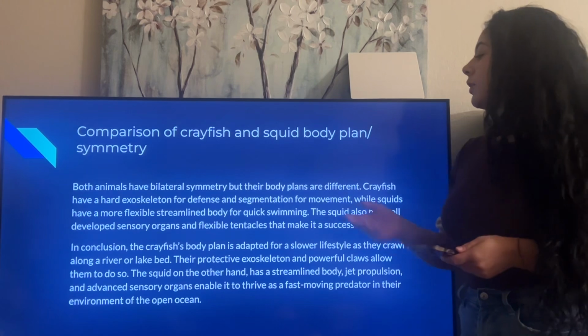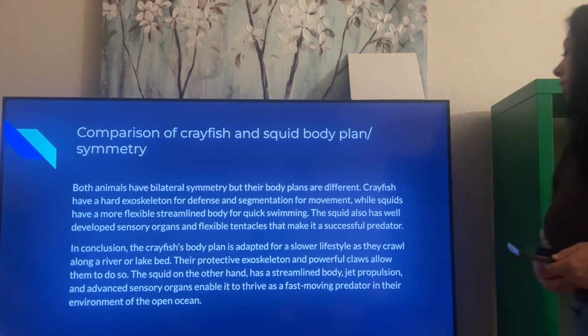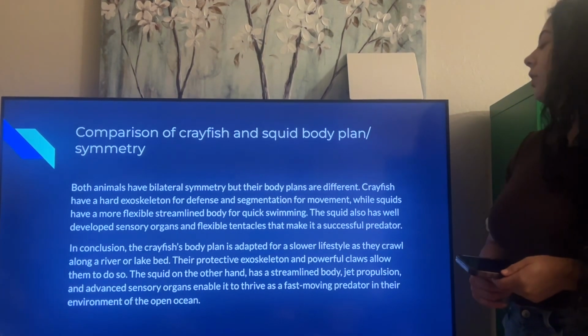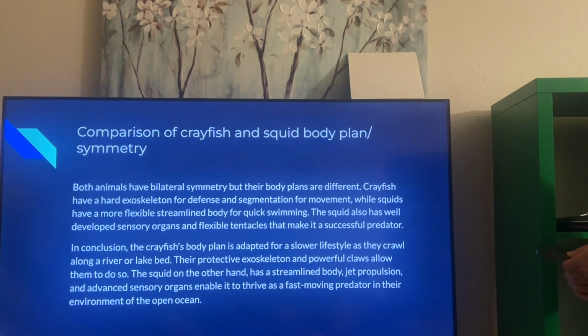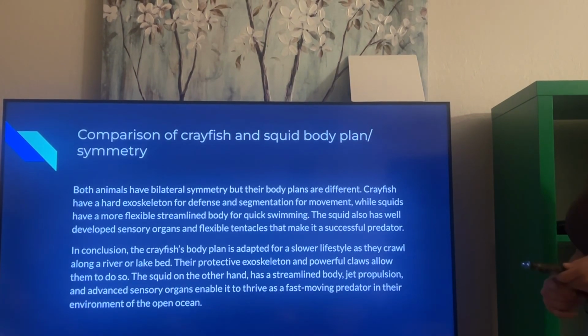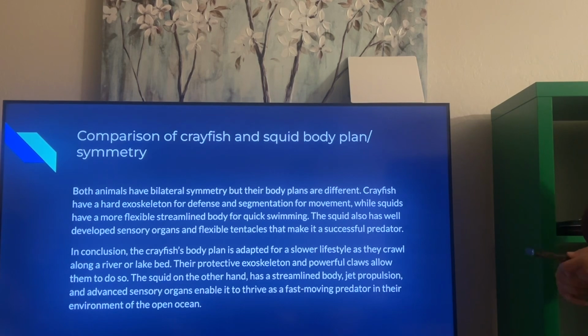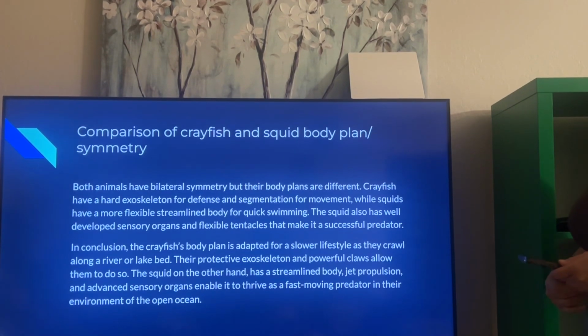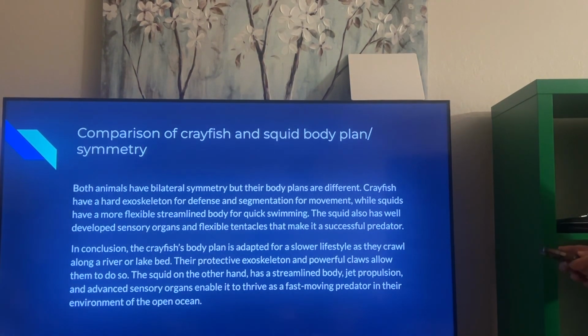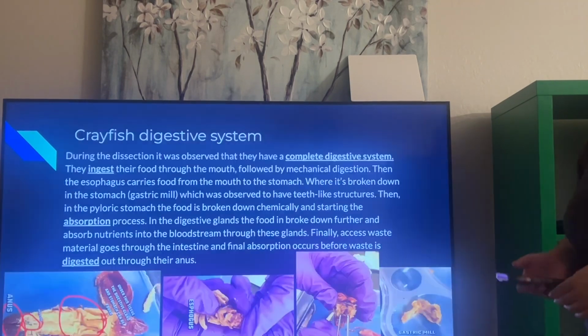In conclusion, the crayfish body plan is adapted for a slower lifestyle as they crawl along a river or lake bed. Their protective exoskeleton and powerful claws allow them to do so. The squid, on the other hand, has a streamlined body, jet propulsion, and advanced sensory organs that enable it to thrive as a fast-moving predator in its environment.